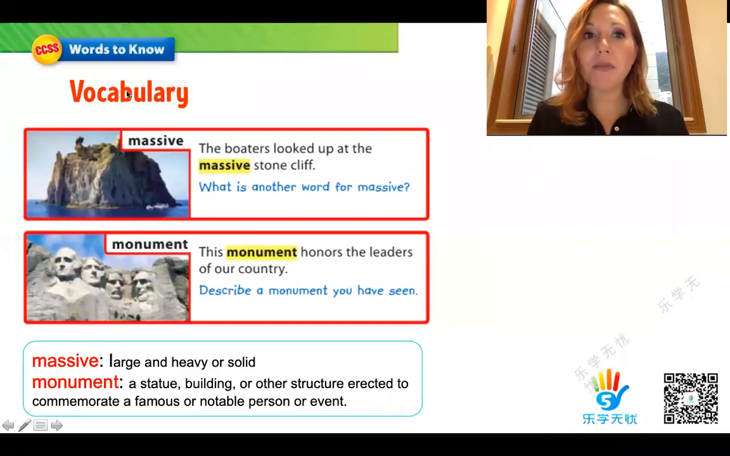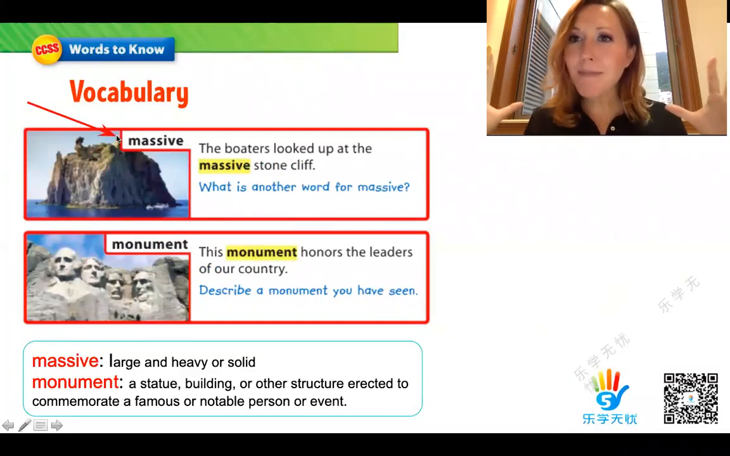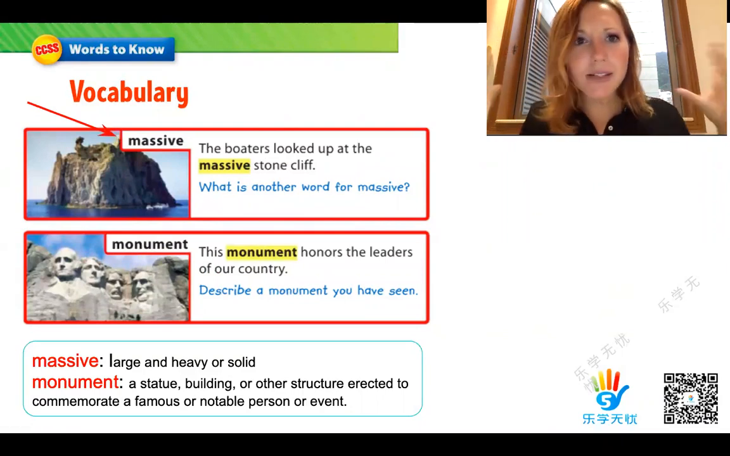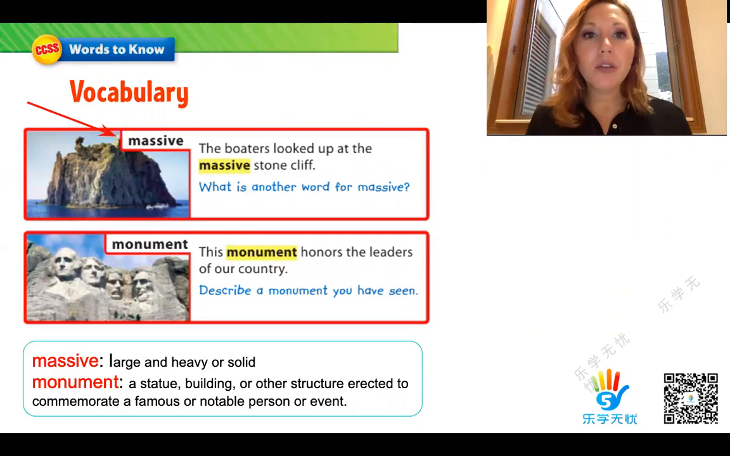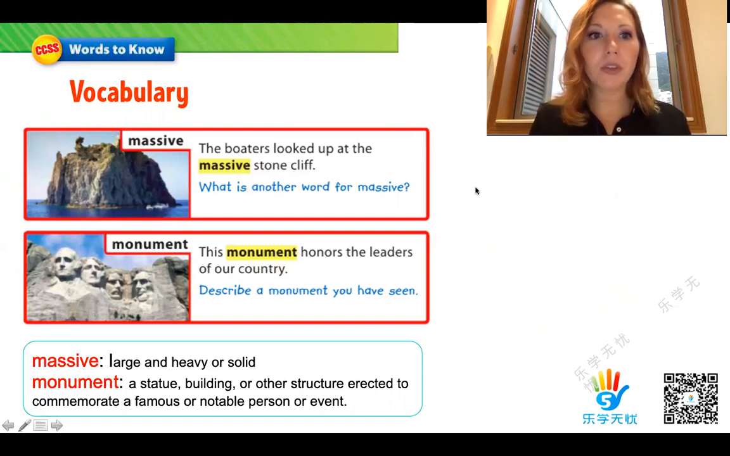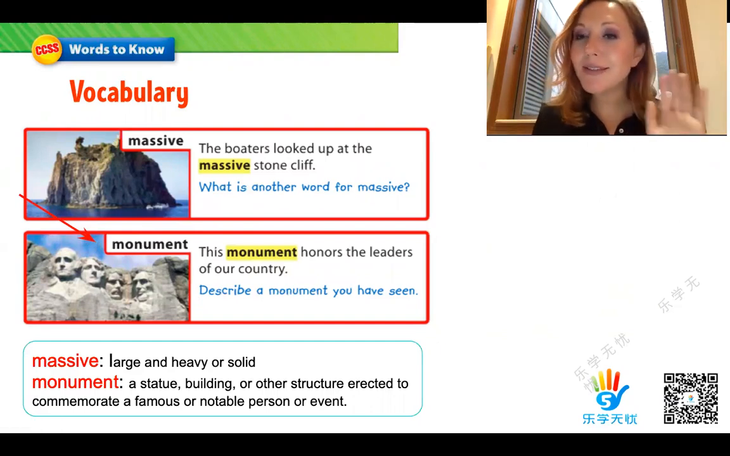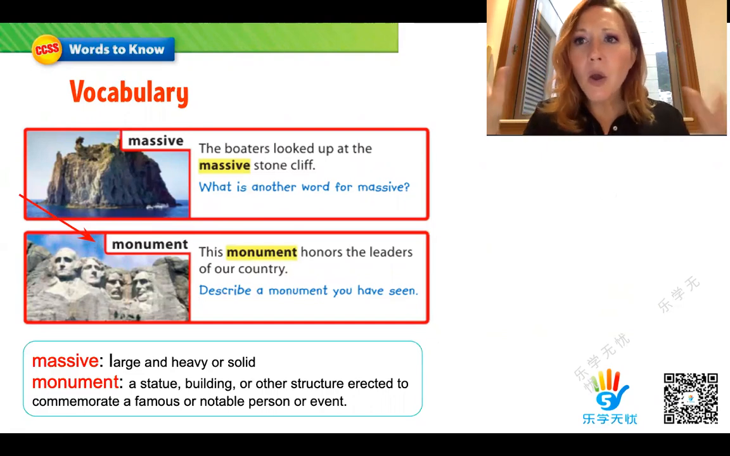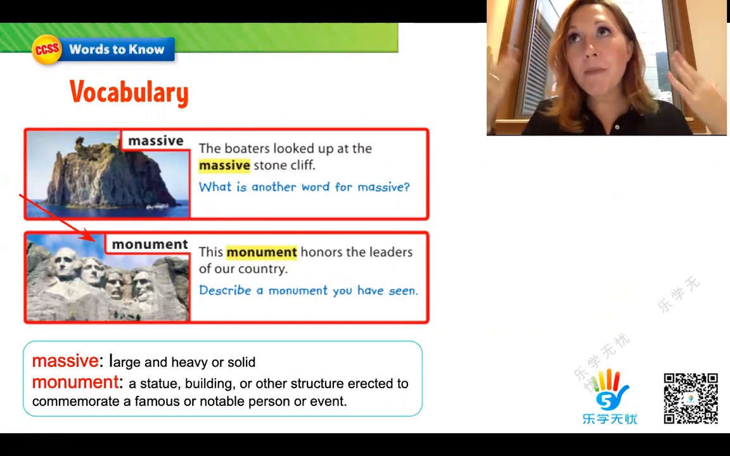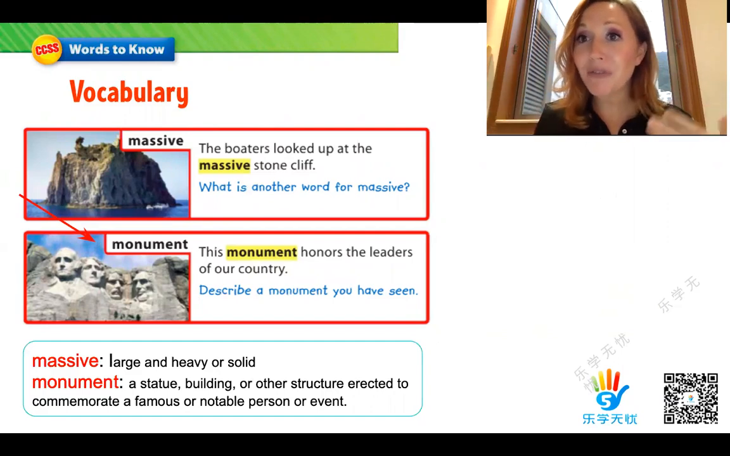Next, we have massive. Now, if something is massive, it means that it's really big, huge, heavy, solid. The boaters looked up at the massive stone cliff. Next, we have monument. Now, we've already discussed a monument is like a statue or a building or some kind of structure that is built to remember a famous event or a famous person.